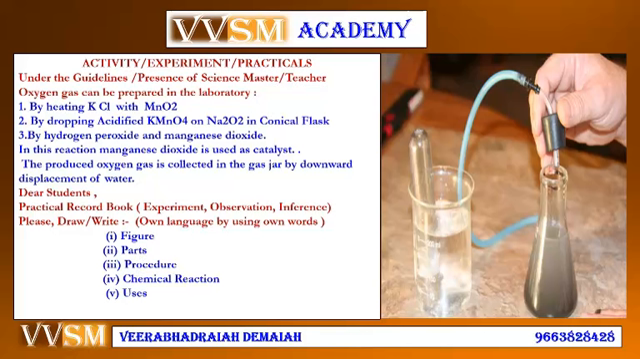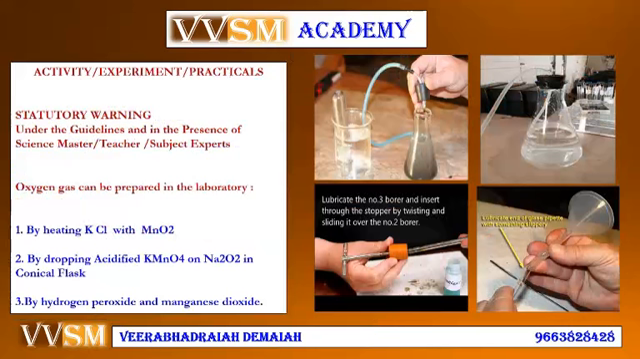My dear students, in the practical record book you should mention the experiment, observation and inference, 3 columns. Please write in your own language, as I told you in the previous class or previous slide: figure, parts, procedure, chemical reaction and uses. And here is a small image of the apparatus. Observe carefully and learn science.